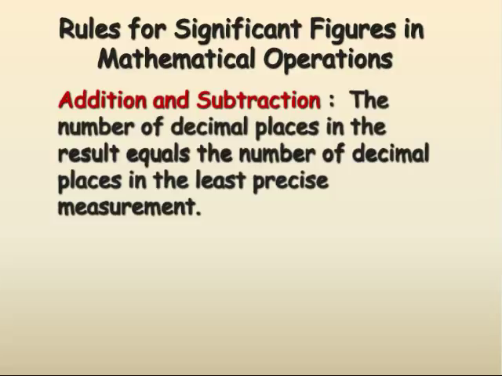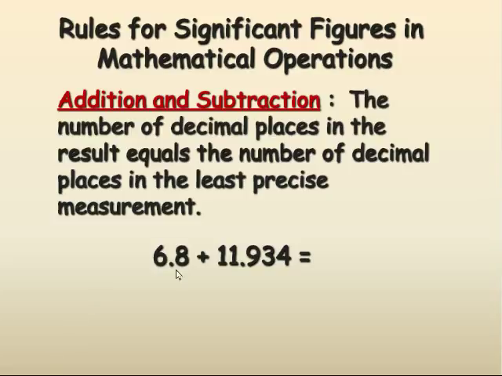All right, let's look at addition and subtraction. The rules for that one are a little bit different from multiplication and division. In addition and subtraction, the number of decimal places in the result equals the number of decimal places in the least precise measurement. So here we're just looking at decimal places, places past the decimal.